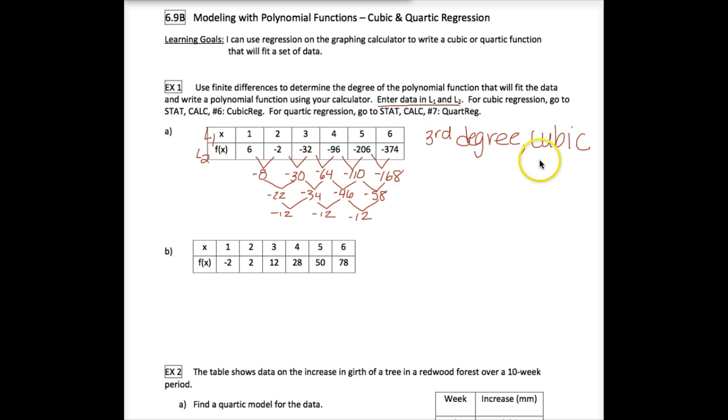All right, so since it says it's cubic, that means we're going to be doing cubic regression. So right here, in order to do cubic regression, it's the same buttons we pressed for linear and quadratic. You're going to press Stat. You're going to scroll to the right to the Calc menu under the Stat, and you are going to choose choice 6, which is cubic regression.